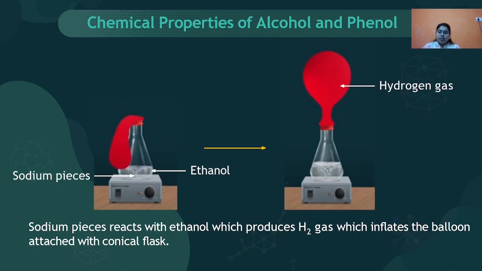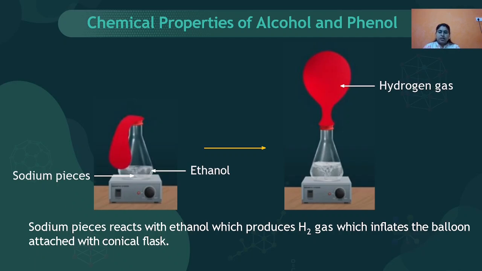When ethanol comes in contact with the sodium pieces dropped into it, it starts to liberate hydrogen gas. I've already told you that sodium is a very reactive metal, because it's at the topmost of the reactivity series. So it has an immense tendency to react with another compound. When sodium is dropped into ethanol, it reacts and starts to liberate gas, that is hydrogen gas.